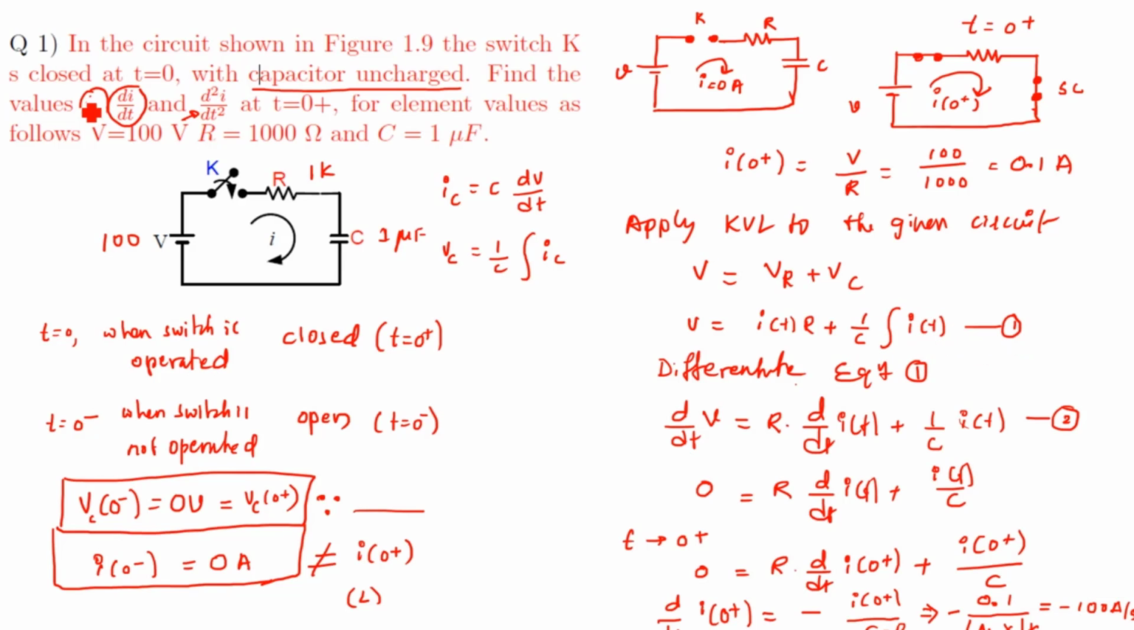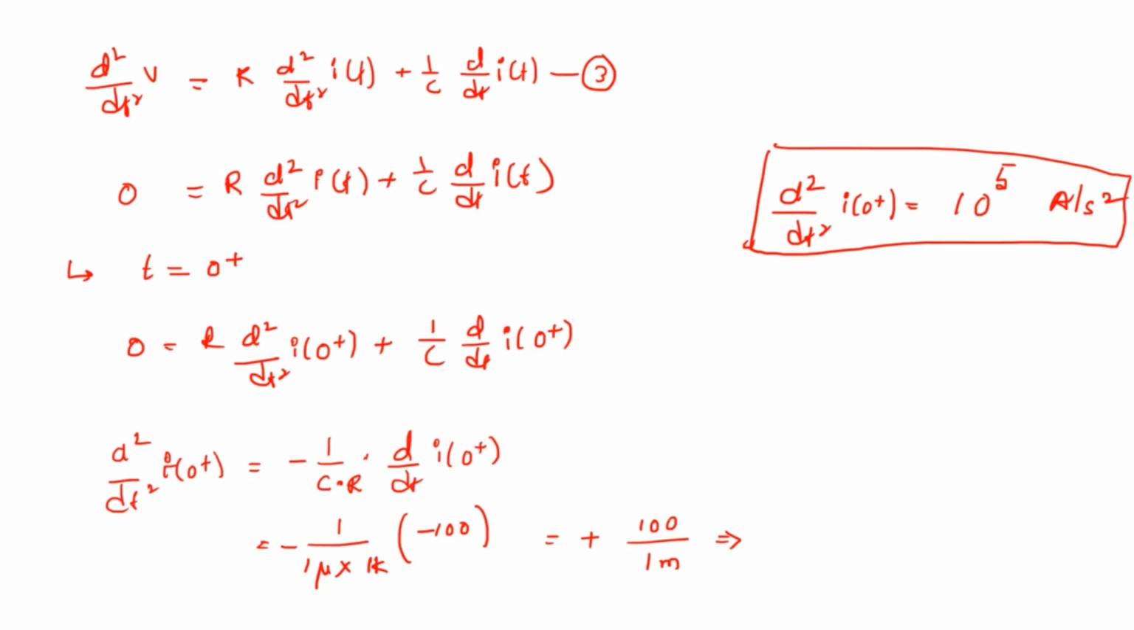So already the first value I is calculated. Then our task is to calculate di by dt, so that we don't find any differentiation of I term here. So differentiate equation number 1, we will get a differentiation of I. Differentiation of a constant is 0. In this equation, replace t by 0 plus. We know I of 0 plus is calculated as 0.1. Simplify, we will get minus 100 amperes per second.